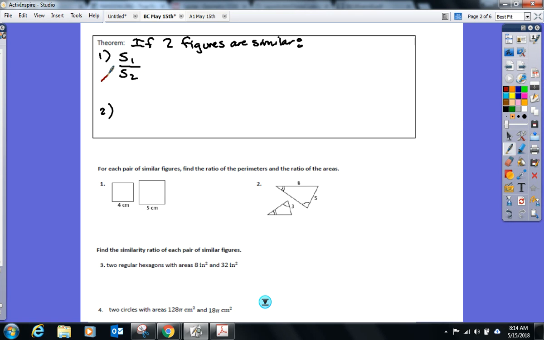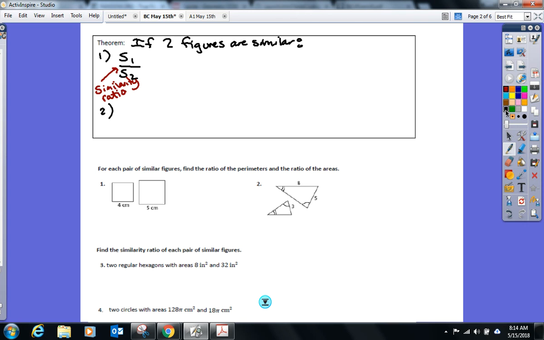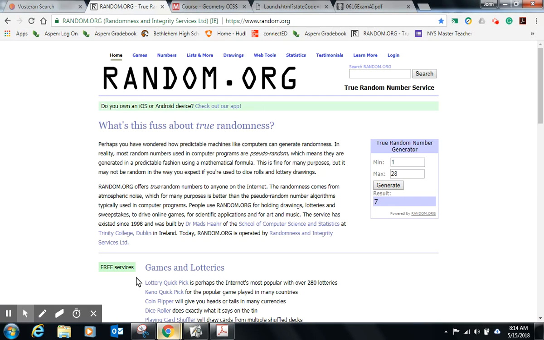And just so you know my notation here, guess what S1 over S2 represents? That's my similarity ratio. Whatever that ratio was or is, it's the same as what ratio? What did we just find out? It's the same as the?